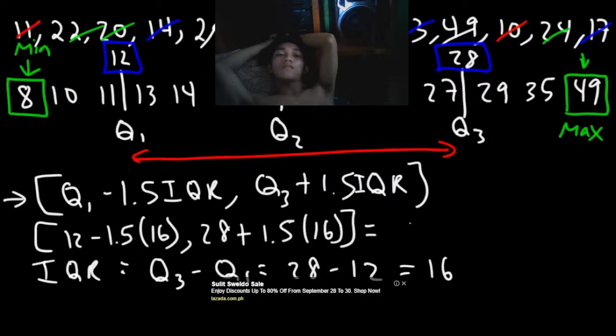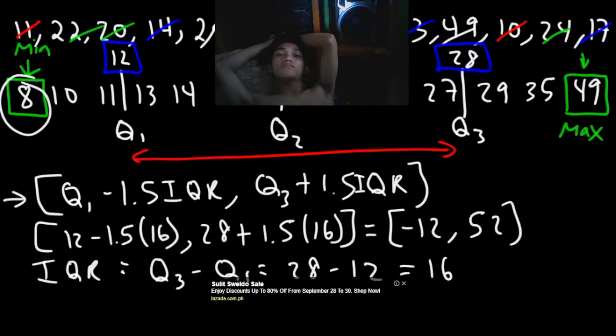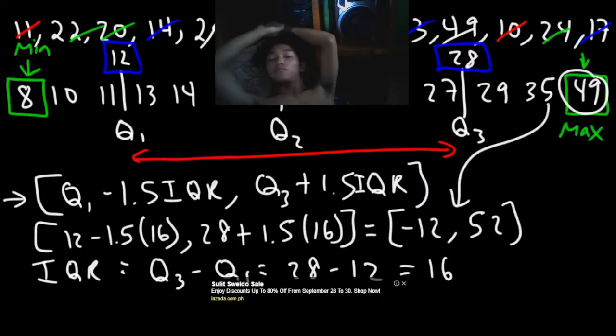Now let's get a calculator and plug these numbers in. So 12 minus 1.5 times 16, that's going to be negative 12. And then 28 plus 1.5 times 16, that's 52. So 8 is in this range. So 8 is not an outlier. It is the minimum of the data set. 49 is also between negative 12 and 52. So 49 is not an outlier.